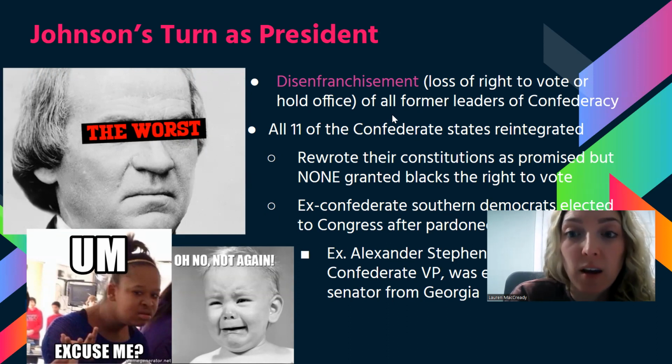Initially, he doesn't really do anything as Congress, the radical Republicans in Congress, are disenfranchising the former leaders of the Confederacy. Part of it also might be because, fun fact, he grew up poor in the South, and he also wasn't a huge fan of a lot of the ex-Confederates because a lot of them were old rich white guys that kind of looked down on people like him when he was younger. So there might have been a little bias there.